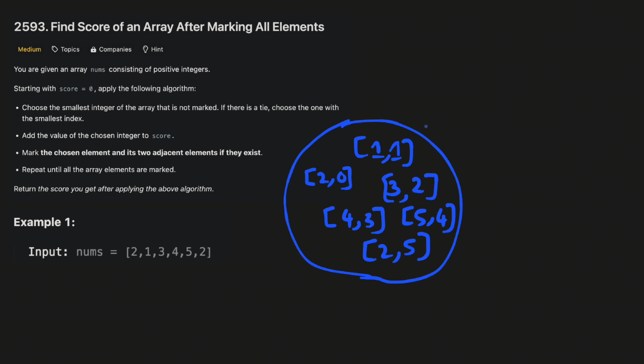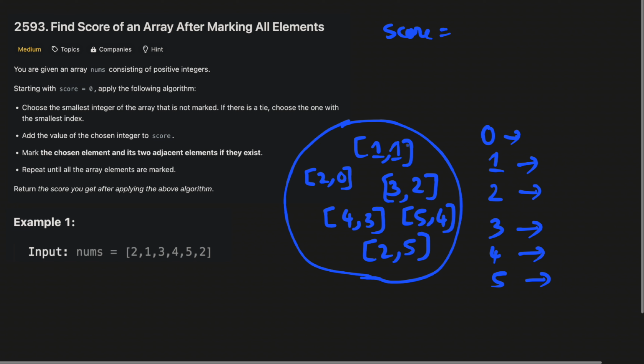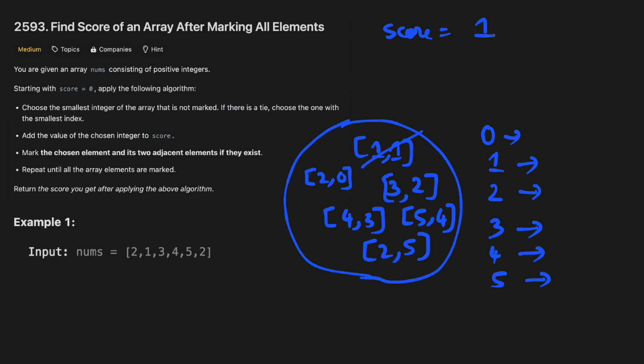Now we can start the simulation. Let's also create a Boolean array visited to mark the elements visited. Initially all the values are false, denoting none of the elements are visited or marked. Also the initial score is equal to 0. Now we will pop out the smallest element from the min heap, which is 1 with corresponding index 1. And we can see that 1 is not yet marked because the visited flag at index 1 is not yet set. So we will add the value to the score and mark this element as visited by setting the flag at first index in the visited or marked array, and the adjacent elements as visited as well.